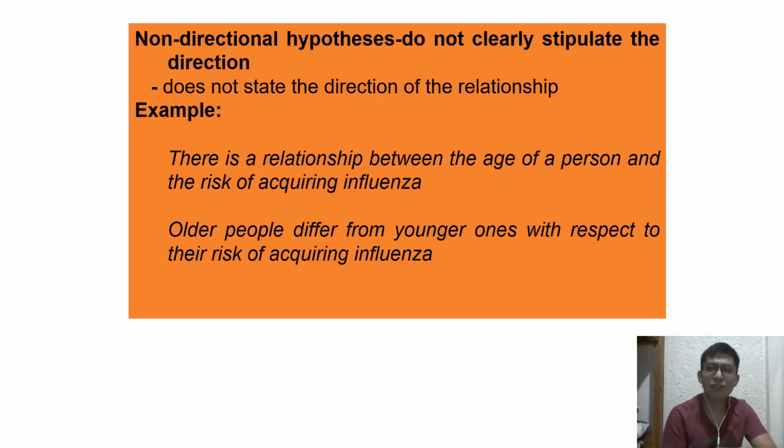So the non-directional hypothesis does not clearly stipulate the direction. Example, there's a relationship between the age of a person and the risk of acquiring influenza. Older people differ from younger ones with respect to the risk of acquiring influenza. Not like in the directional hypothesis, you use greater, lesser. So here, non-directional hypothesis, it is more generalized. You're not predicting anything.